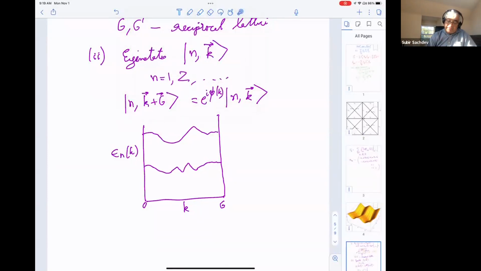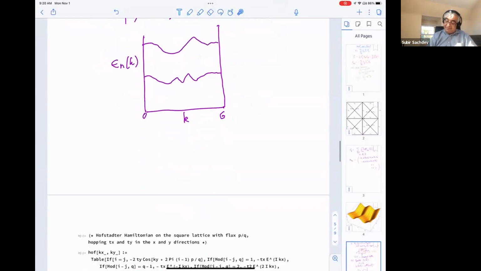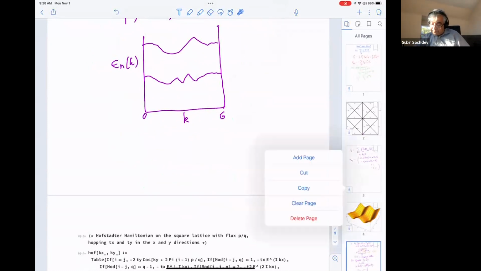And the important point is that the bands don't close. So there's a whole bunch of bands, and there's always a gap between them. And they come back to themselves. The eigenvalues come back to themselves, but the eigenstates come back to themselves up to an overall phase factor. Okay, so under these conditions, we have a topological invariant.